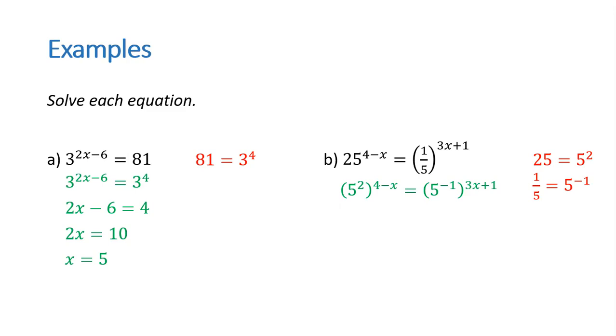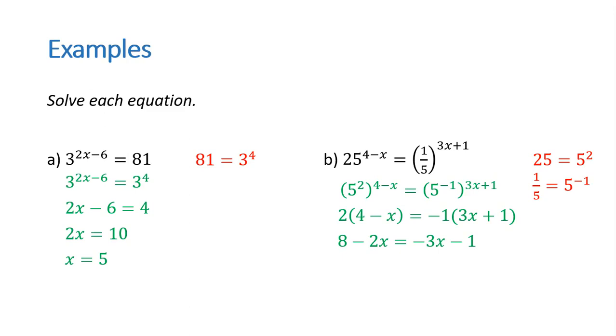In this case, because we have exponents that are raised to other exponents, each exponent on each side of the equation is multiplied together. So our new equation is 2 times (4 minus x) is equal to negative 1 times (3x plus 1). I drop off my bases, and I recognize power to a power means multiply, so this is my new equation. First thing I need to do is distribute on each side. So we have 8 minus 2x is equal to negative 3x minus 1.